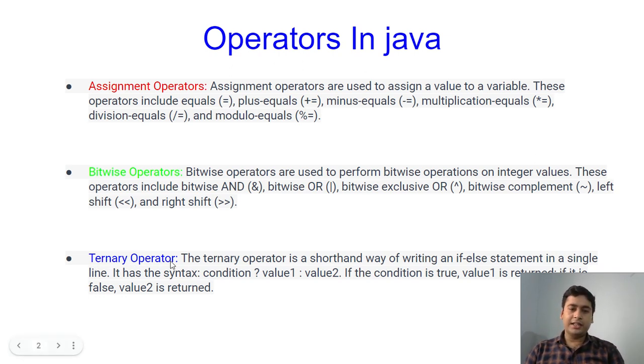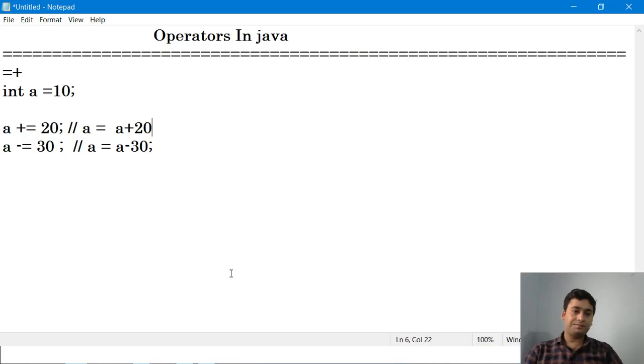So here is the ternary operator. The ternary operator is a shorthand way of writing an if-else statement in a single line. The syntax is condition, question mark, value, and again value. If the condition is true, then value 1 is returned. If the condition is false, value 2 is returned. This is the ternary operator, and it is very important in programming. While doing a project, we almost always go with the ternary operator because it is very fast.